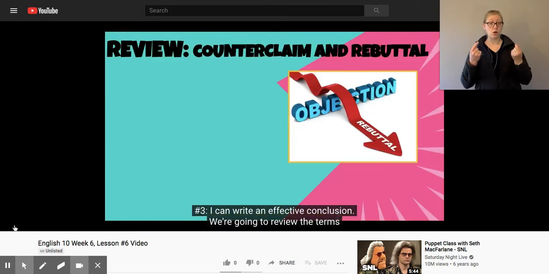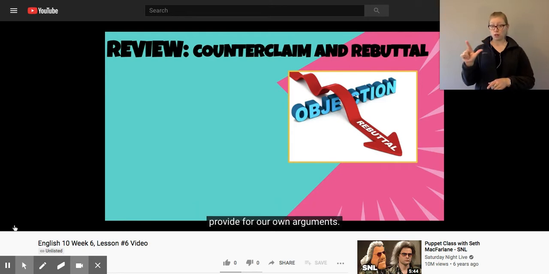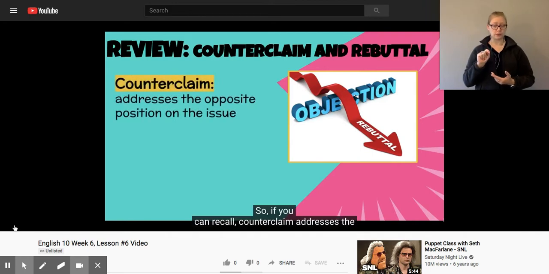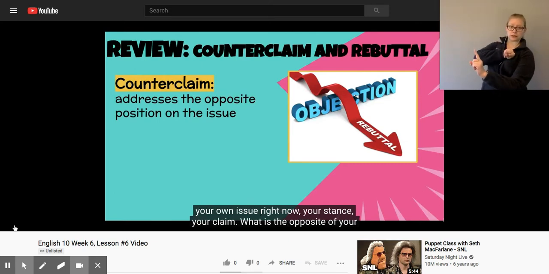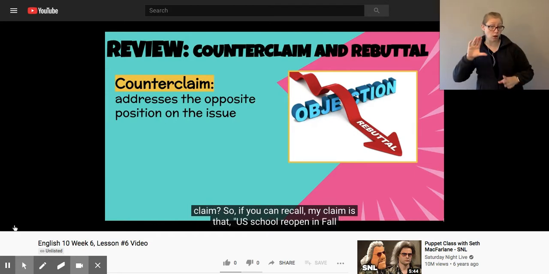We're going to review the terms counterclaim and rebuttal so we know specifically what we are trying to provide for our own arguments. So if you can recall, counterclaim addresses the opposite position on the issue. So counter means opposite. So think about your own issue right now, your stance, your claim. What is the opposite of your claim?